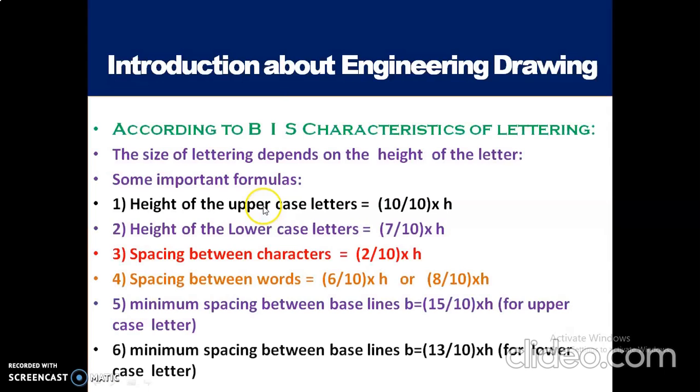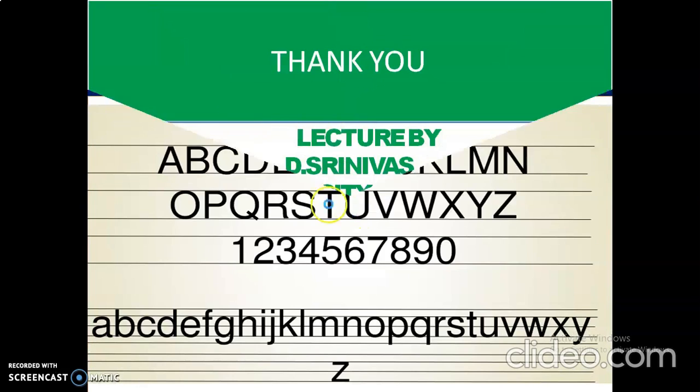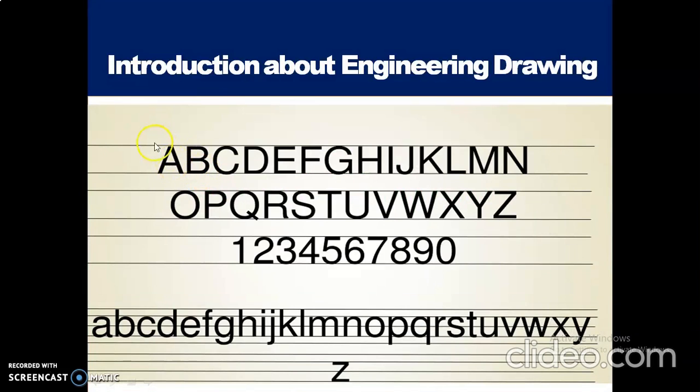See here, the size of the lettering depends on the height of the letter. If we take H value 10, the 10 gets cancelled, and the height of the uppercase letter should be 10. This height is 10 mm, 1 centimeter distance.